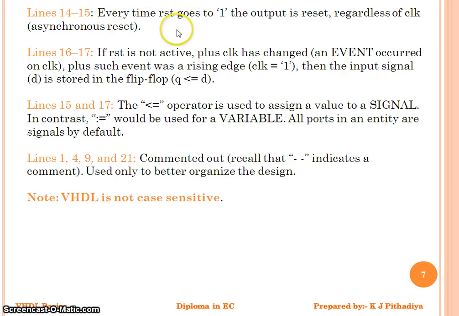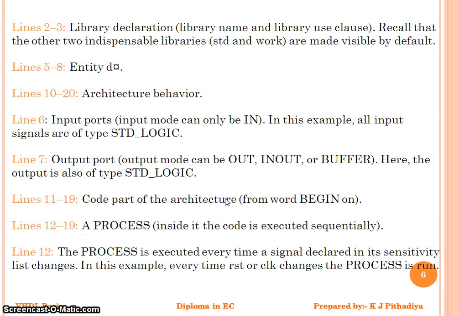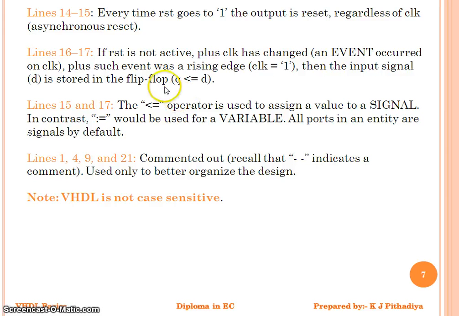Now lines 14 and 15, where every time the reset goes from 1 to 0 or 0 to 1. How they are defining it is known as asynchronous reset. Now lines 16 and 17 are also related to the clock and the output Q. This is the program of a D flip-flop. Q is the output, D is the input, then the clock, then the event. So many things were there.